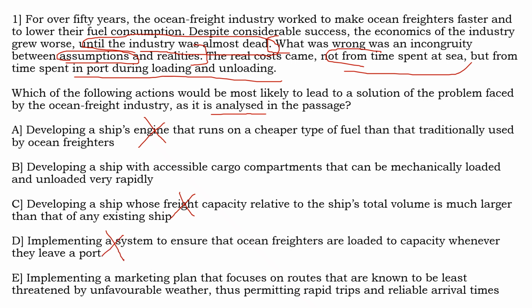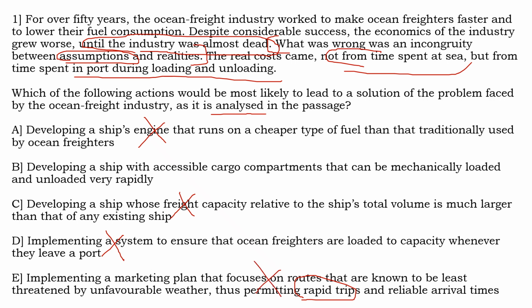Option E, implementing a marketing plan that focuses on routes that are not to be least threatened by unfavorable weather, thus permitting rapid trips and reliable arrival times. Again, it is talking about rapid trips. So this is why it is talking about the problem that was assumed by the industry, which is the low speed of the freighters. When you have a marketing plan that promotes rapid trips, while you are actually thinking about a solution to the assumed problem, you are not really thinking about a solution to the real problem. So this also is not the correct answer.